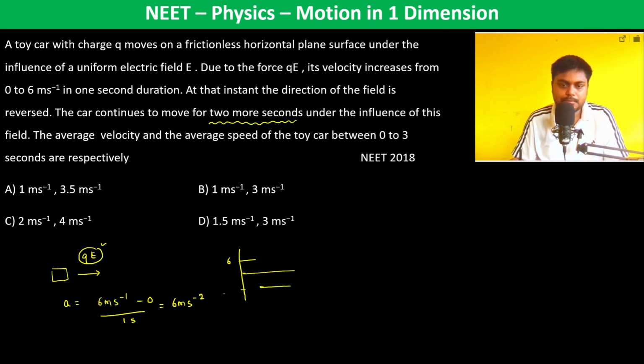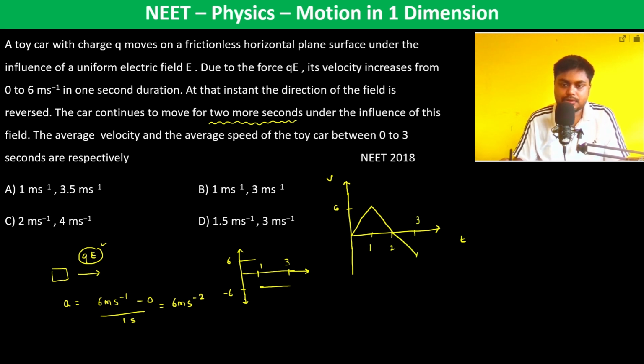So this is minus 6. This is from 0 to 1 and this is from 1 to 3. Now under this, the velocity-time graph is going to be like this. So this is the velocity-time graph. From 0 it became 6, and then from 6 it becomes 0. This is 1 second, 2 second and this is the 3rd second. Okay, so it will go to minus 6.